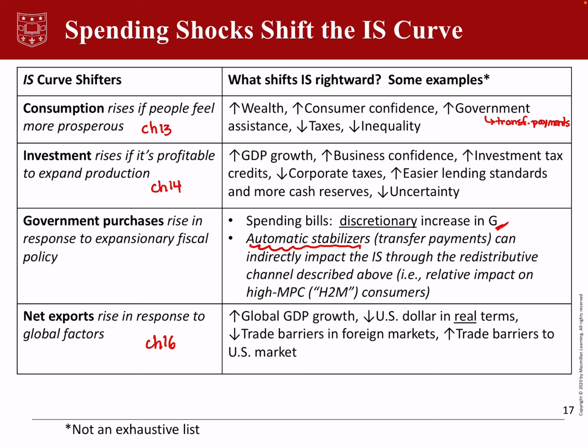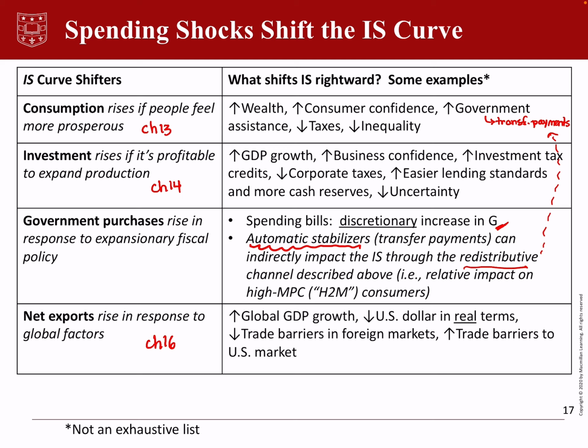redistribution. So through this idea that there can be relative changes in consumption at a more disaggregated level, because we see redistribution to folks who are going to be more inclined to consume rather than to save.